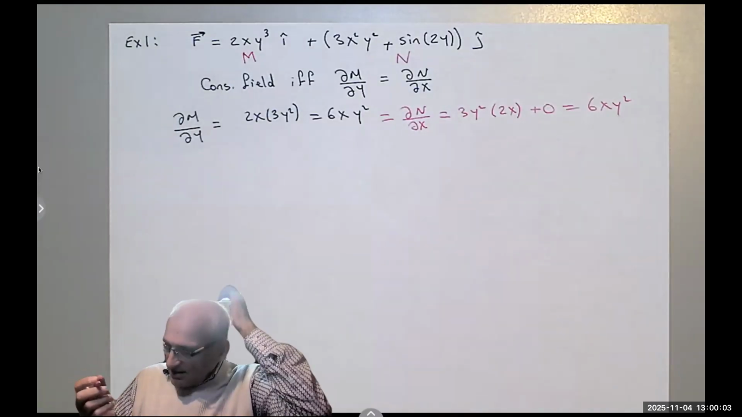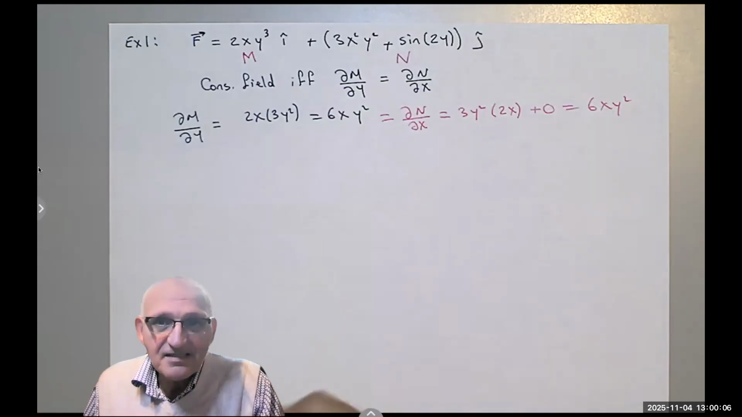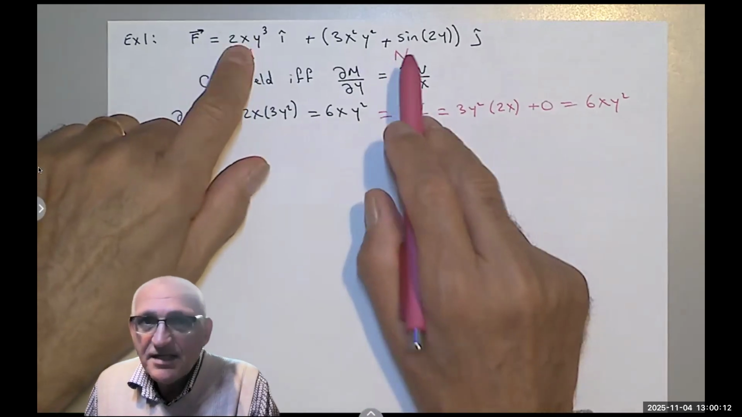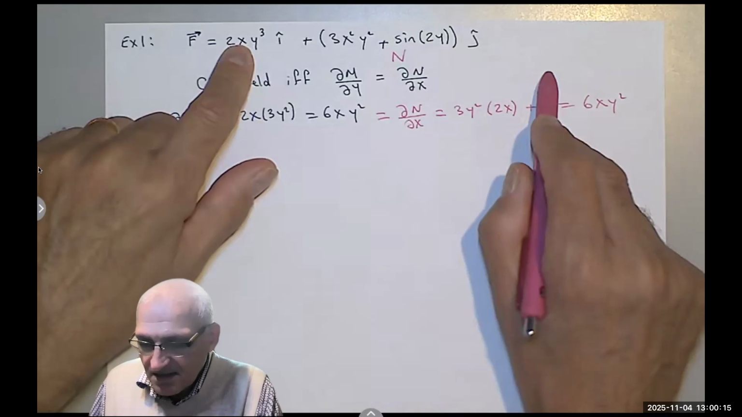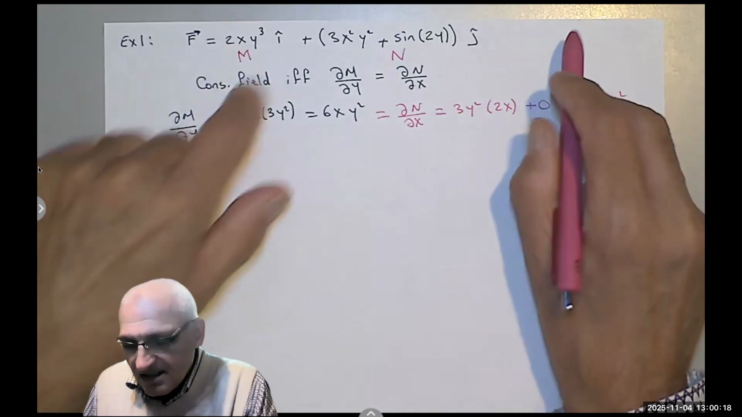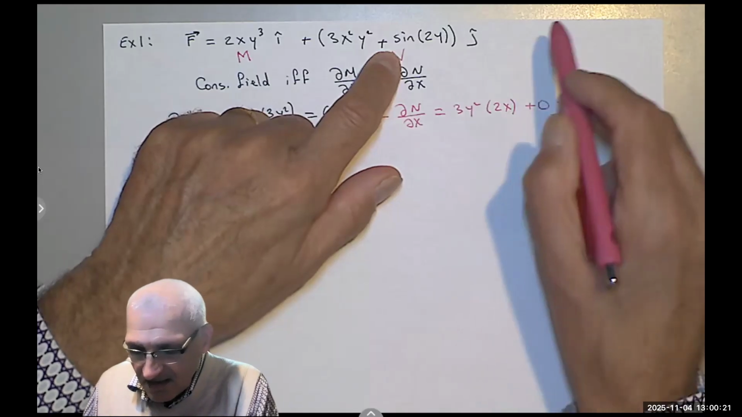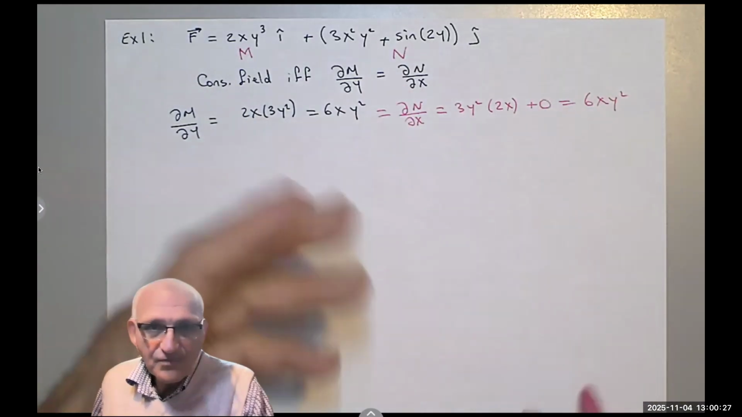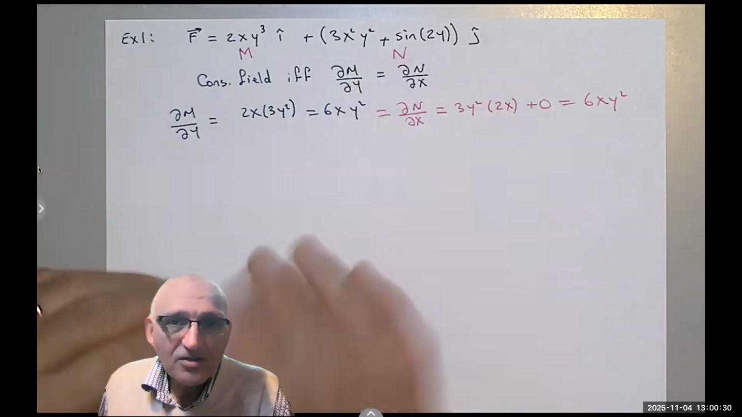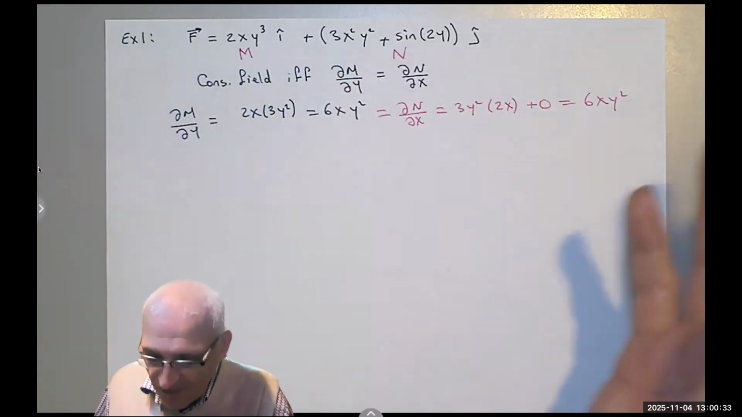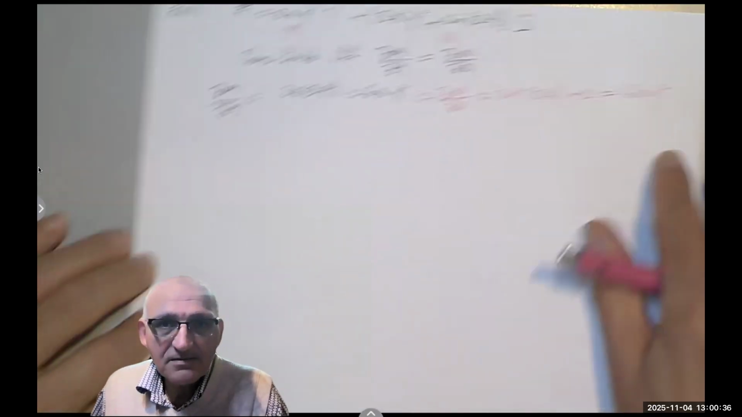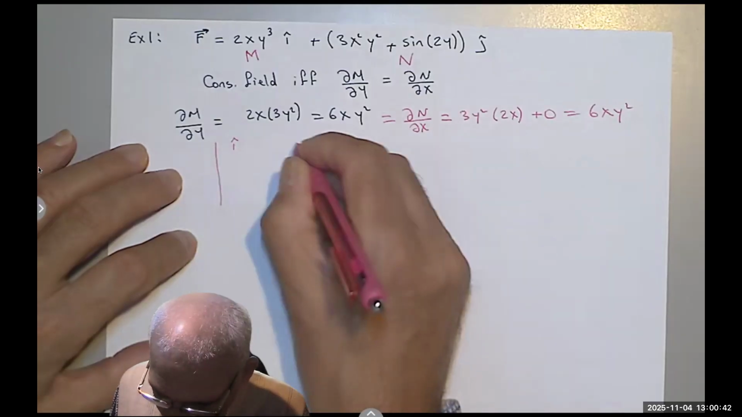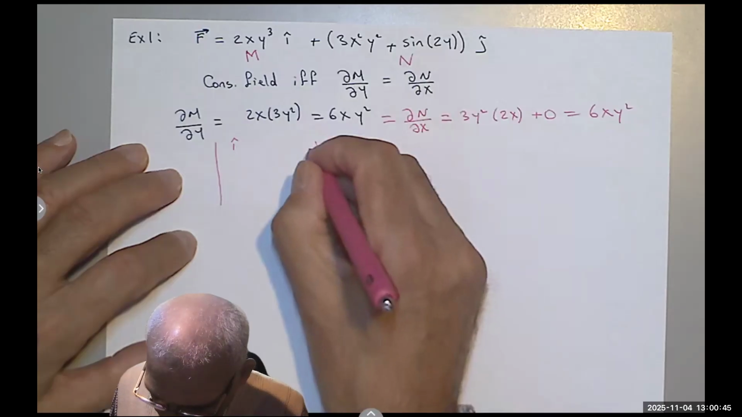When we go to 3D, you have to check 6 things, like 3 pairs: M by y, N by x, M by z, P by x, N by z, and P by y. So it's a lot of work, right? So another way, a shortcut to do that, and it works both in 2D or 3D, is to use a determinant. To find the determinant, the top row is simply i, j, k, and this is wide, so let me give it space.